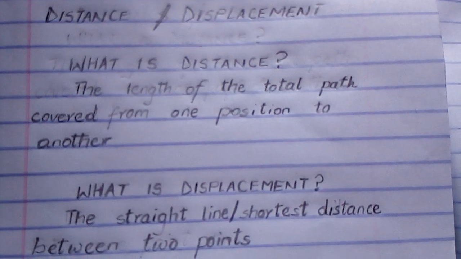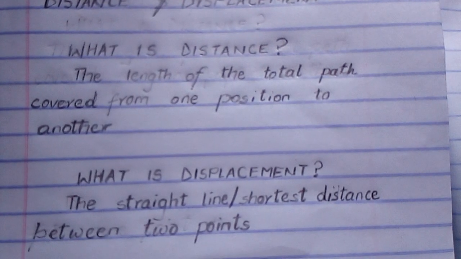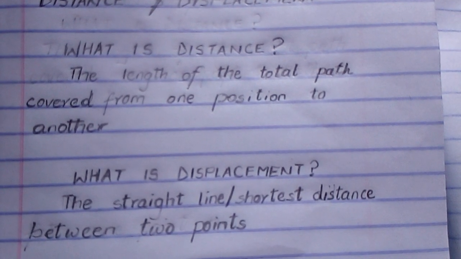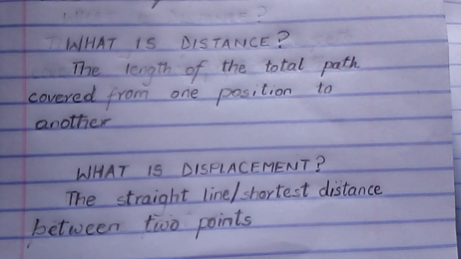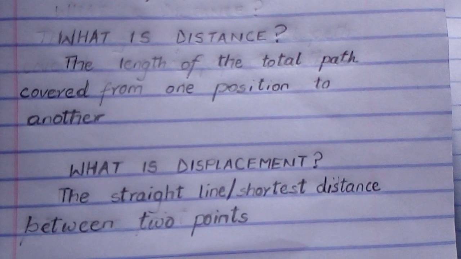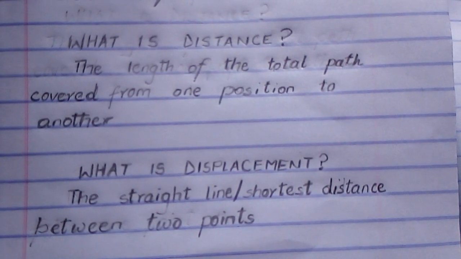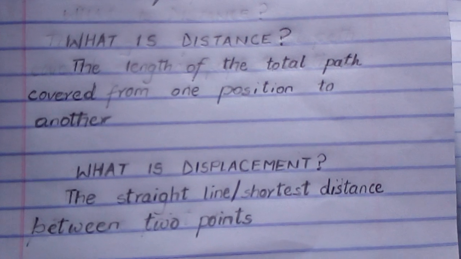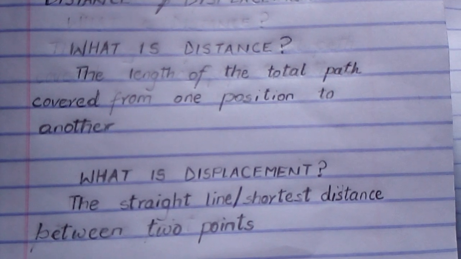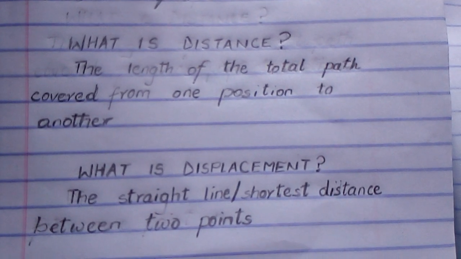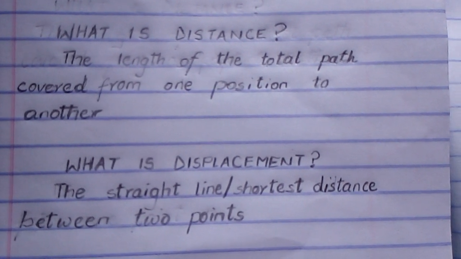Now, let me explain what I meant by it. When we talk about distance, it is just how long that person has moved, or when we're talking about someone or something, what is the total length from this point to the other point? Let's say we are referring to how far someone has gone. We are just concerned about how much length he or she must have covered. It could also be an inanimate object like a vehicle.